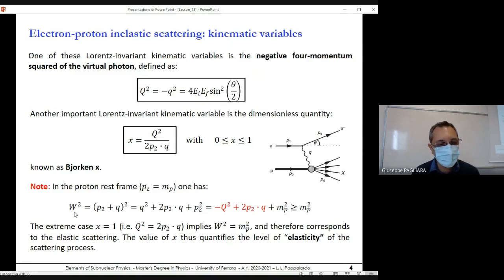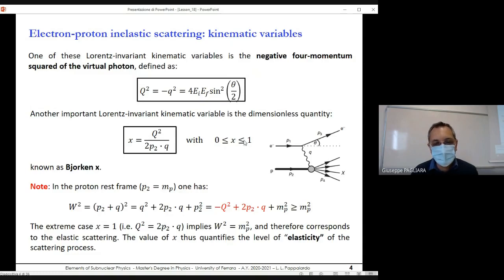Now let's develop the W square, which is the square of P2 plus q, as we've seen in the previous slide. Here we have the expansion of this square. Now, q square we can rewrite as minus capital Q square, as we have seen here. Then we have the double product, and then since we have the proton at rest, P2 squared is just the mass of the proton squared. And as we have seen, in the case of deep inelastic scattering, W square must be greater than or equal to the mass of the proton squared. Now, let's come back to our definition of the Bjorken x.